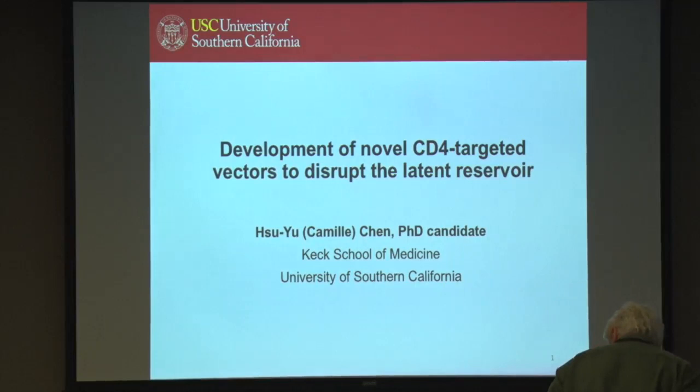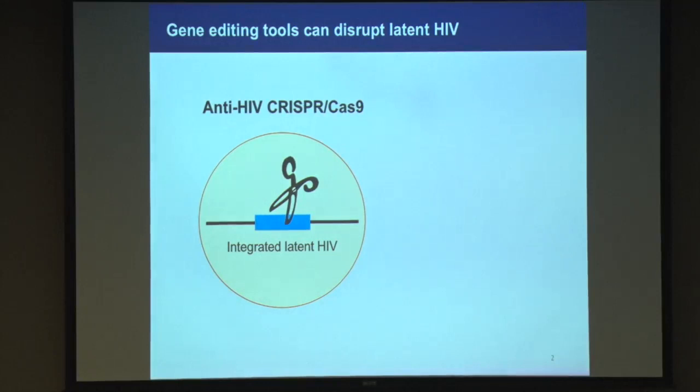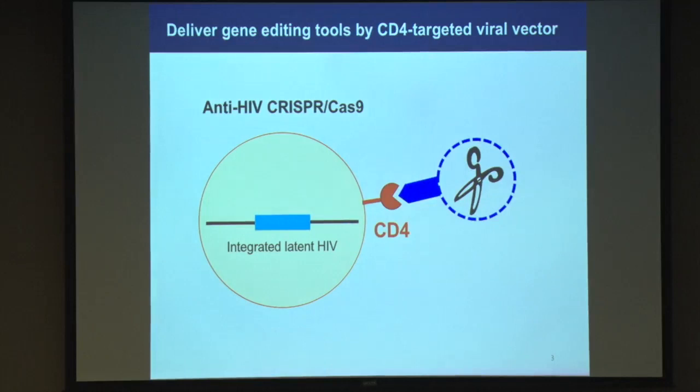I would like to first thank the organizers for giving me this opportunity to present my work. As we learned a lot from these few days, CRISPR-Cas9 can be a powerful gene editing tool to disrupt latent HIV. The aim of this study is to develop a CD4-targeted viral vector to deliver CRISPR-Cas9 into the latent reservoir in vivo.